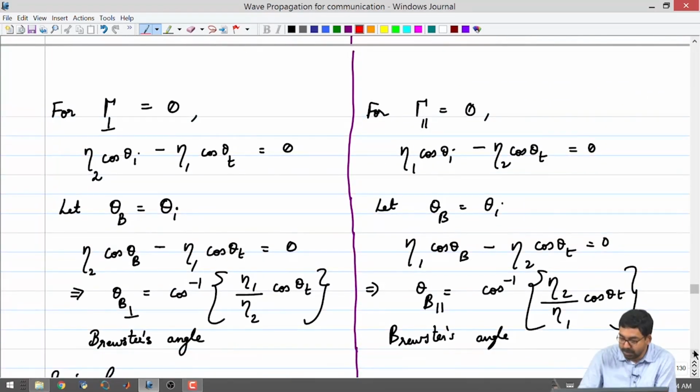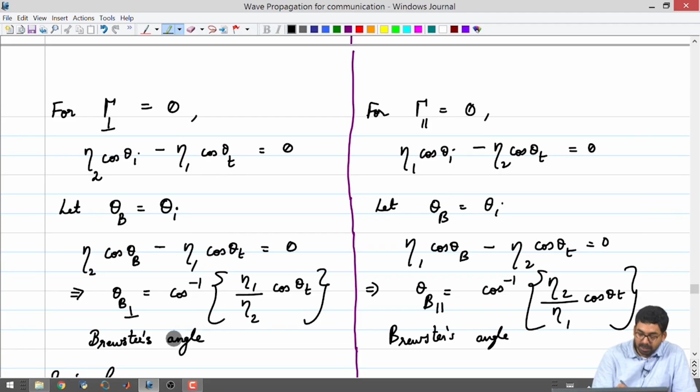We also saw that in order to make the reflection coefficient 0 in both the polarizations, there is a possibility of using different incident angles for a given material configuration. So, the general form is, for the perpendicular polarization, you will have cos inverse of eta 1 by eta 2 cos theta t. And for the parallel polarization, eta 2 by eta 1 cos theta t. So, it is just reversal of the intrinsic impedances. You remember this much, and if you are able to calculate cos theta t from the given problem, then you could calculate the Brewster's angle in no time, right.